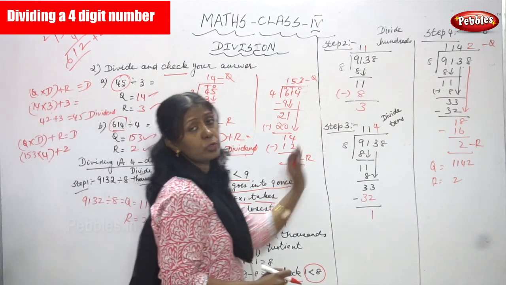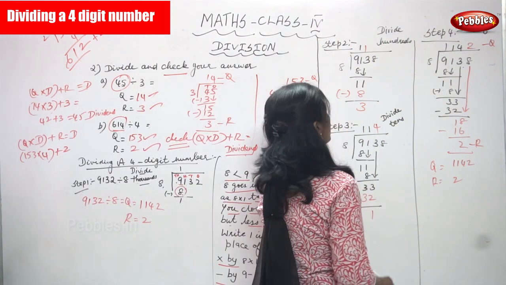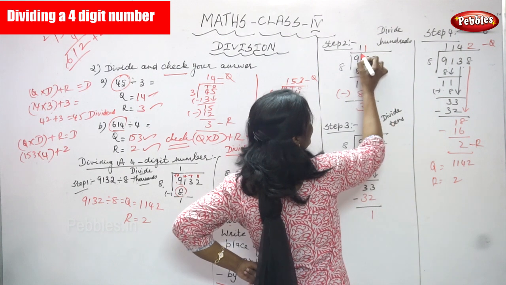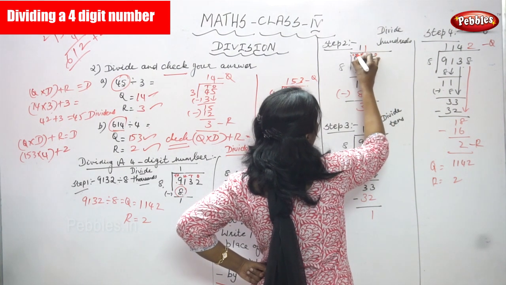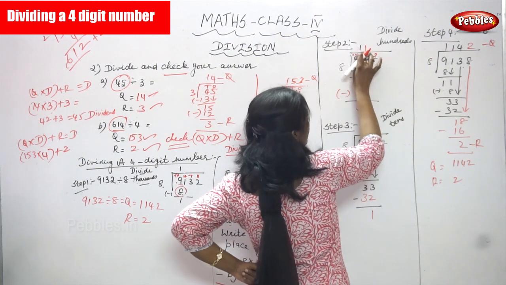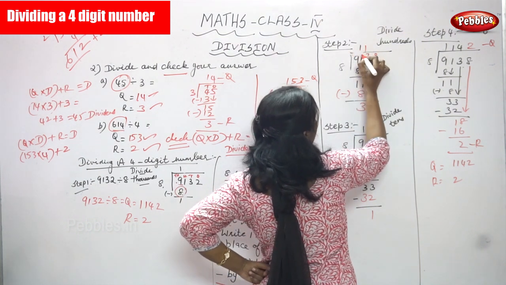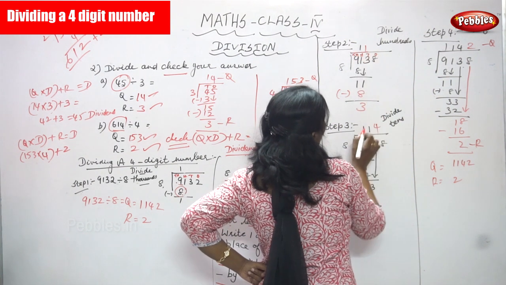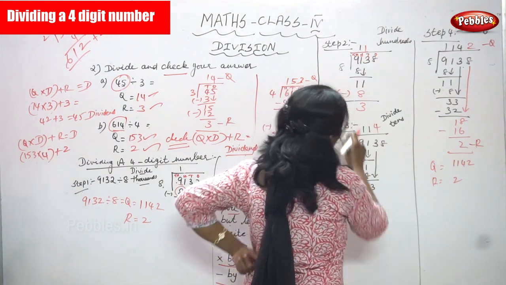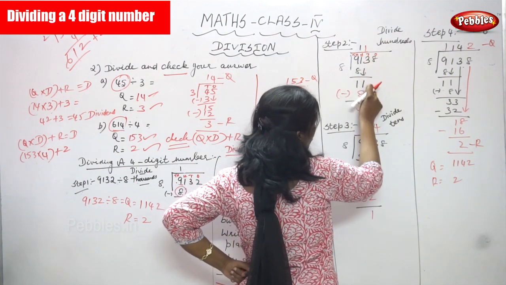Now we are going to do the step 2 process. What you're going to do is divide hundreds. This is ones, tens, hundreds and thousands. The 1000 is over, now we are going to do 100. So I'm focusing on 100. The remaining is 1, so now I bring down the 1 here.